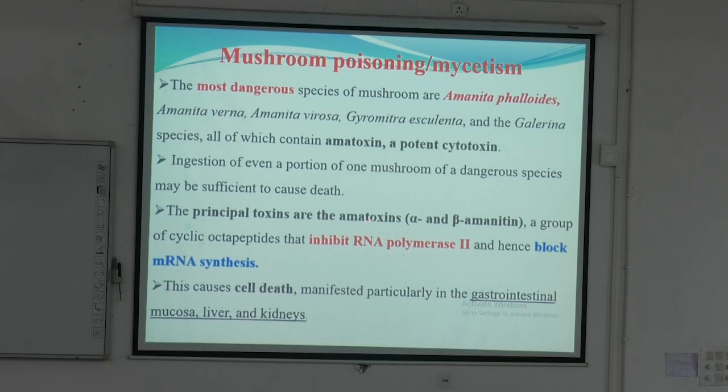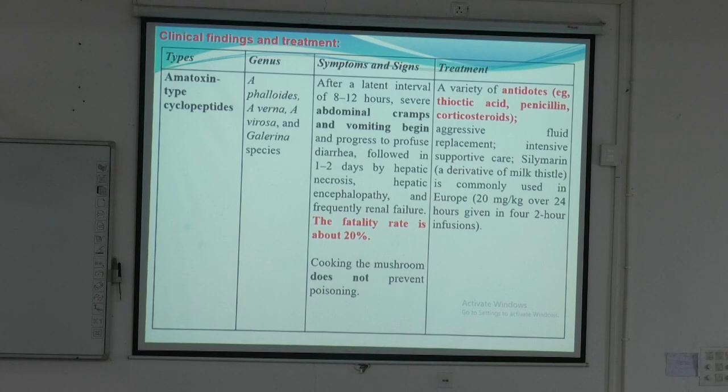The principal toxins, amatoxin, alpha and beta amanitin, are present, which basically inhibit RNA polymerase 2 and hence block mRNA synthesis. This causes cell death, manifested particularly in the gastrointestinal mucosa, liver and kidneys. Now, there are different types of mushroom poisoning.